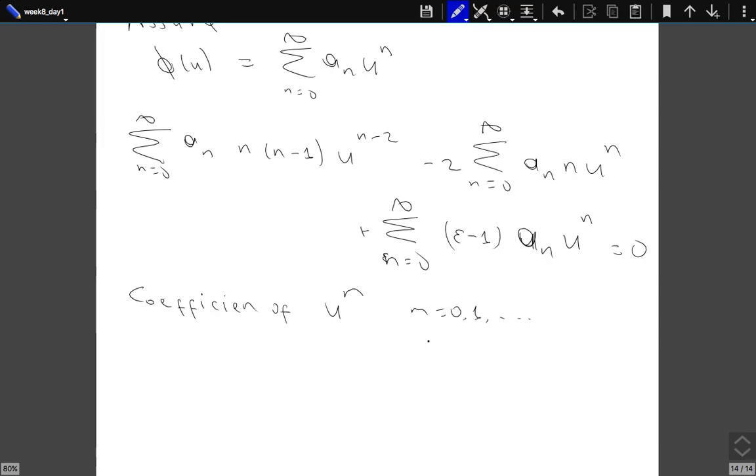Now on the left hand side, the coefficient of u to the power m is just a_(m+2) times (m+2) times (m+1), that is from the first term, minus twice m a_m, plus (epsilon minus 1) a_m. This is the coefficient of u to the power m on the left hand side. On the right hand side, the coefficient is 0. So this should be 0.